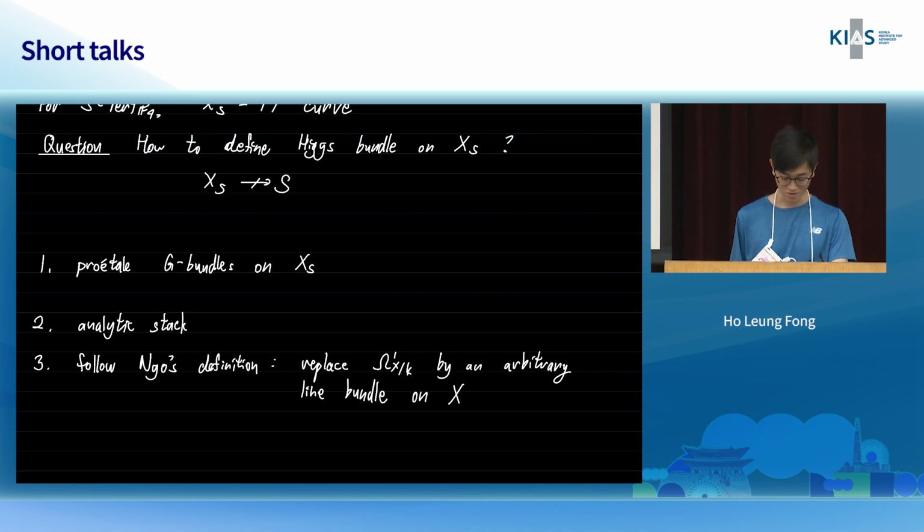The first thing is by something called the Simpson correspondence. If your field is, let's say, C_p, and you have a rigid analytic variety over C_p, then the category of Higgs bundles on the curve is equivalent to the category of pro-étale vector bundles on the curve. So maybe you can simply define Higgs bundles on the Fargues-Fontaine curve as pro-étale G-bundles on it.